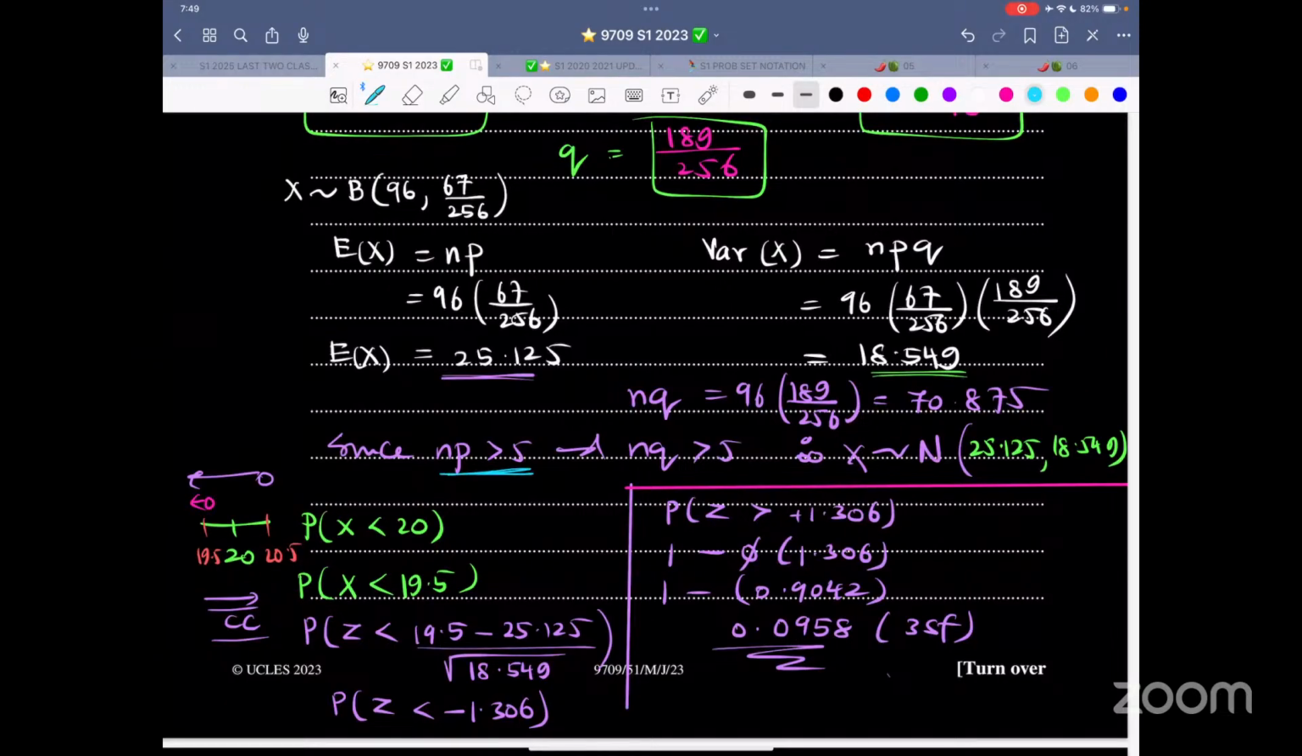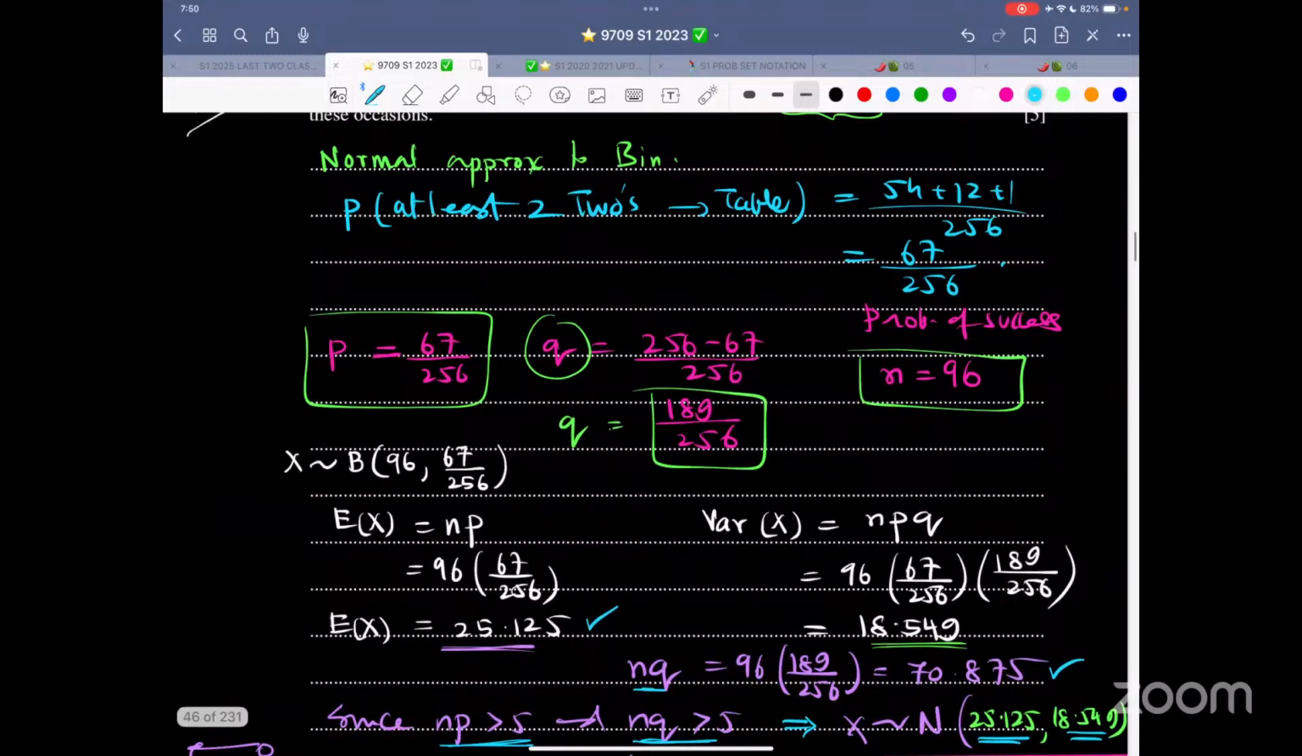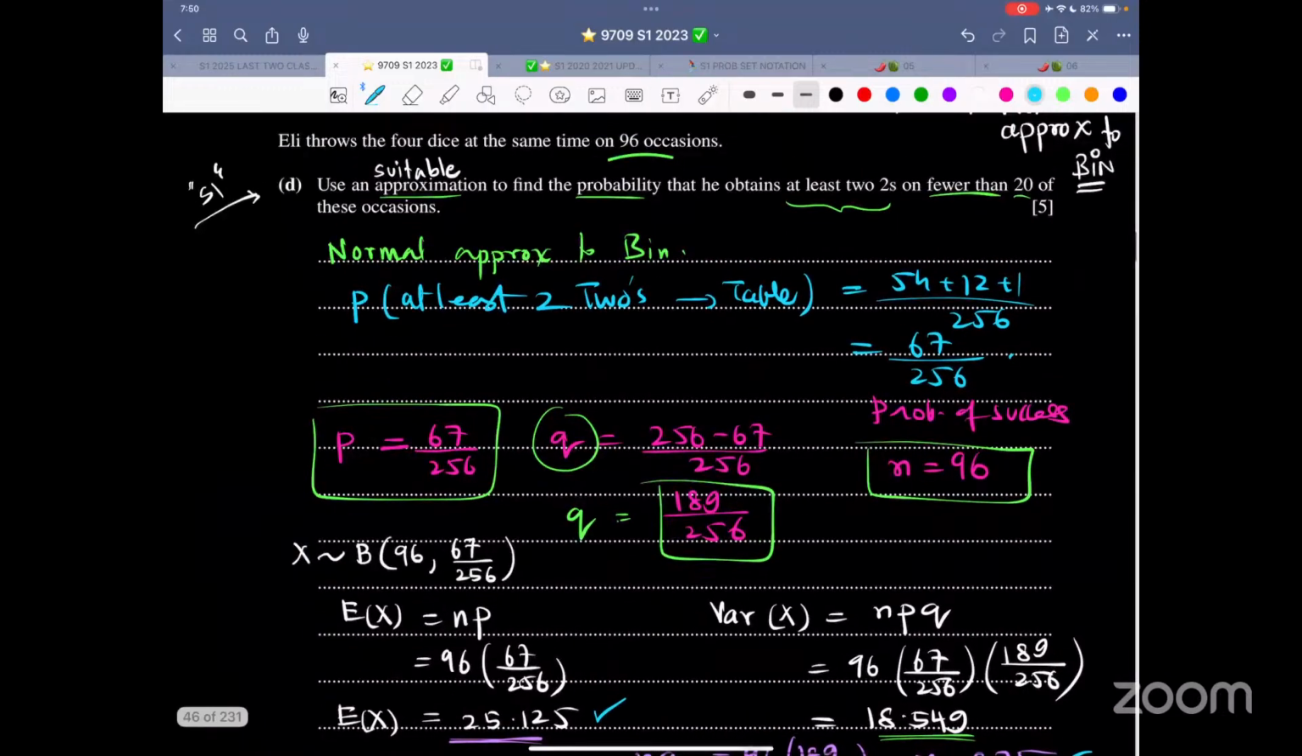Since NP is greater than 5, there is NP. And NQ is greater than 5. Therefore, X follows a normal distribution. This is NP, this is NPQ. Got the idea? Now, once this is done, this must be worth at least 4 marks. This is 5. That's good.